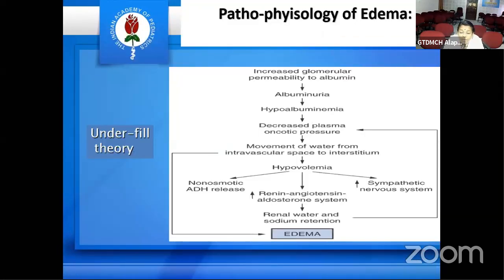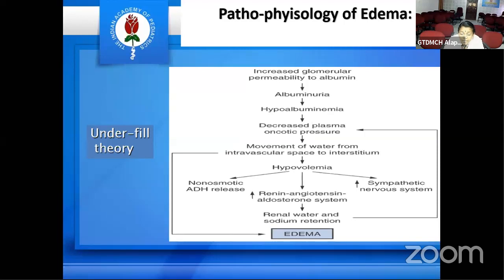And what is the pathophysiology of edema? When there is increased glomerular permeability to albumin, there is albuminuria, which in turn results in hypoalbuminemia and decreased plasma oncotic pressure. Decreased plasma oncotic pressure leads to movement of water from the intravascular space to the interstitium, which can lead to edema. And when there is movement of water from the intravascular space, there will be hypovolemia. Hypovolemia can lead to increased production of the renin, angiotensin, aldosterone system, and there will be renal water and sodium retention.